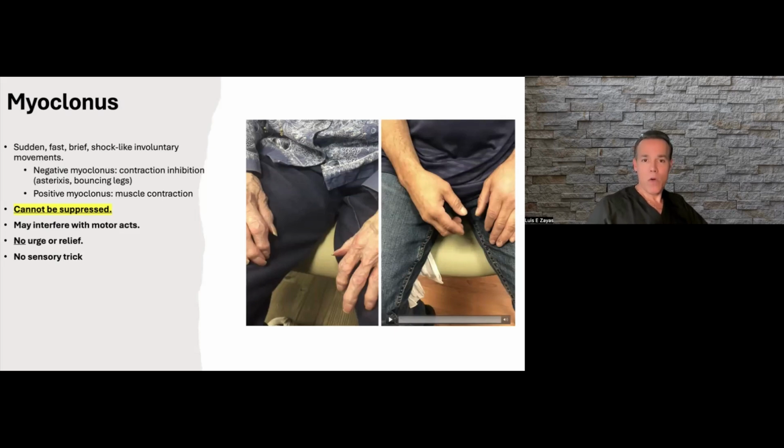The other type of myoclonus, which is more common, is positive myoclonus, which is unidirectional. Remember when I said tremors are oscillatory movements, and myoclonus is one direction, up or down, but not like this. This is an oscillatory movement. So in positive myoclonus, there is a contraction of the muscle, okay? Now, you cannot suppress myoclonus.